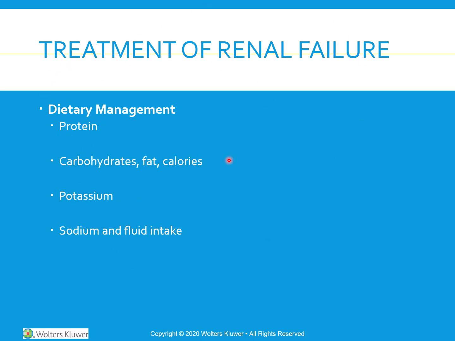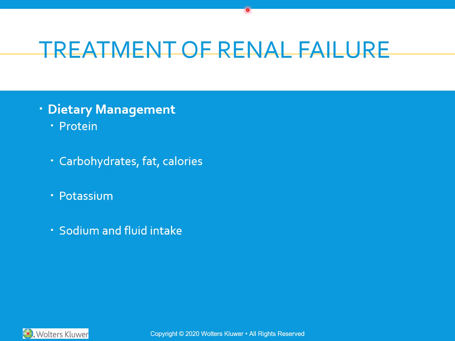So things like dietary management. We may reduce protein in those advanced stages because protein breakdown in the body is really the main way that we produce those nitrogenous wastes. And so we would need to meet their energy needs with things like carbohydrates and fats. So you're increasing carbohydrates and fats to increase calories while reducing overall protein intake.